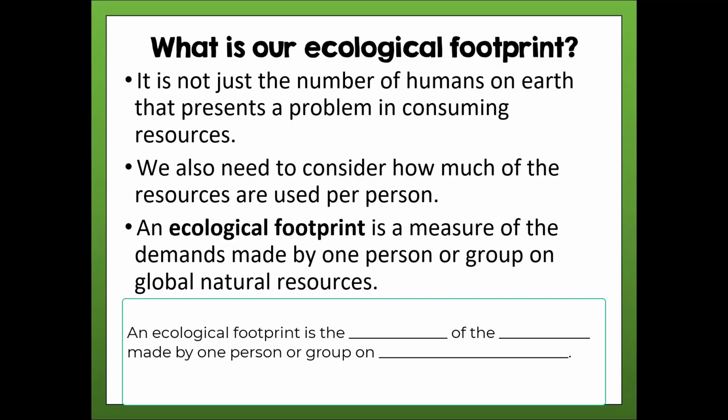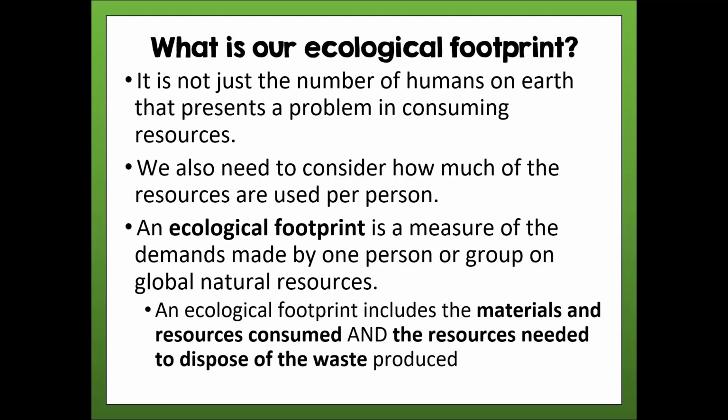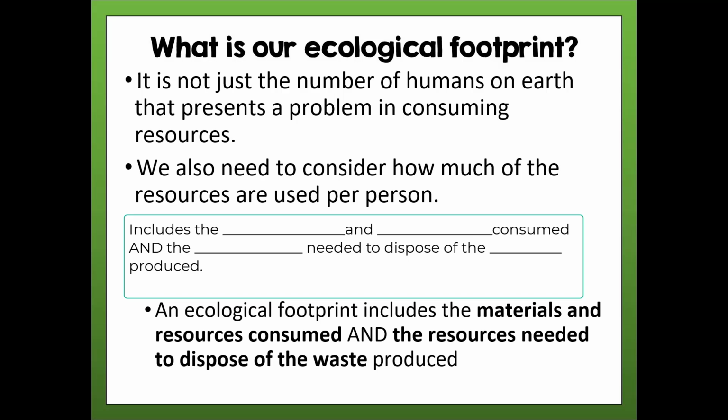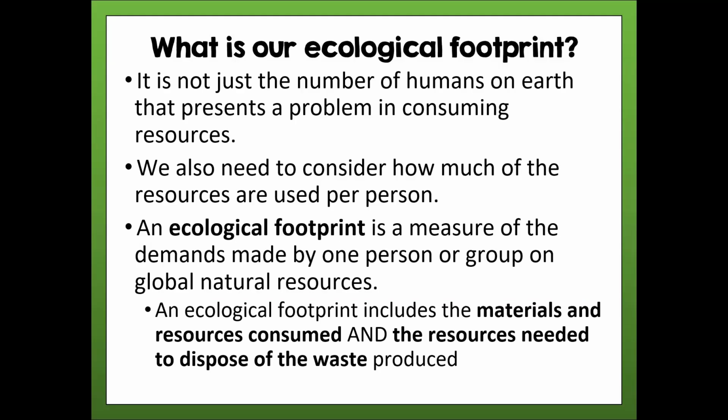An ecological footprint is a measure of the demands made by one person or group on global natural resources. An ecological footprint includes the materials and resources consumed and the resources needed to dispose of the waste produced. So think about getting a Frappuccino in a glass container, with an aluminum lid. That's just a simple Starbucks thing. Costs like $3. That seems pretty sustainable, right?